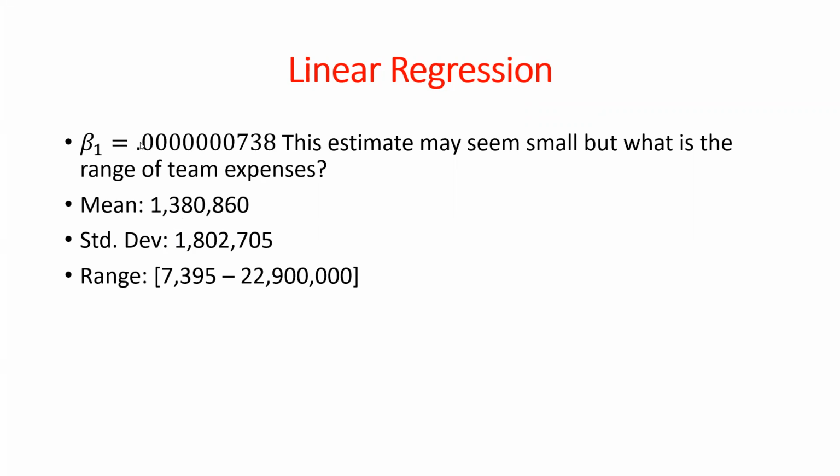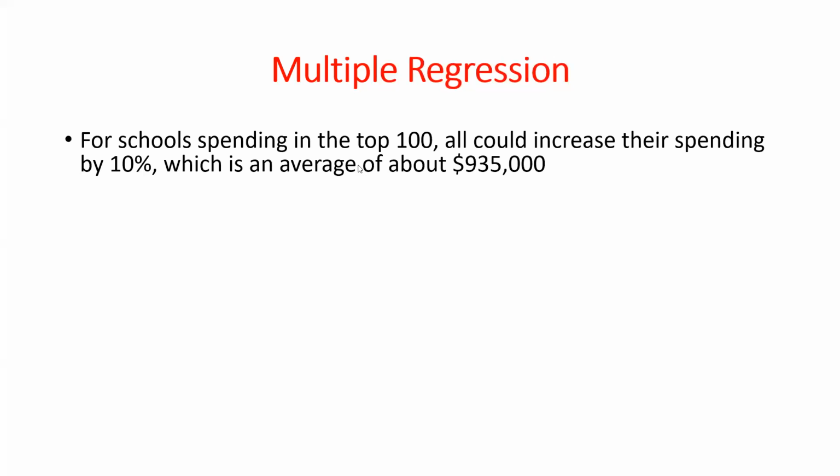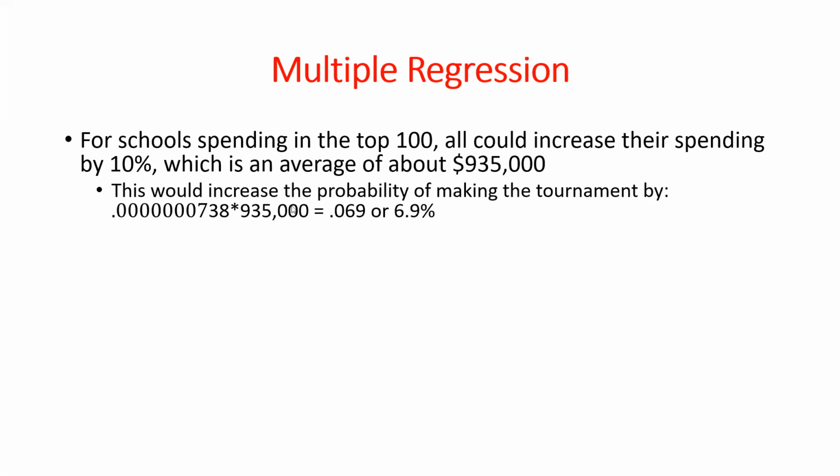So we could start to think about what effect different increases in basketball team expenses would have. I did a couple of quick back-of-the-envelope calculations. If I look at the average school in the top 100, they're on average spending $9 million. So a 10% increase in their basketball program budget would be just under $1 million.